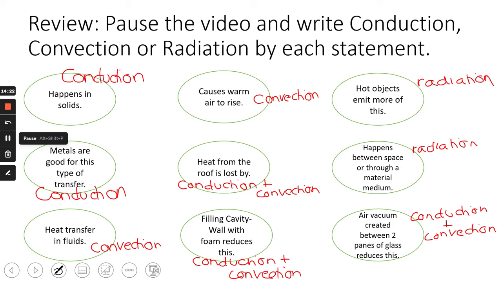Hot objects emit more of this. This would be radiation, and happens between a space or through a material medium would also be radiation. Air vacuum created between two panes of glass reduces this. So this is talking about double glazing insulation, and because it creates an air vacuum, it traps air, which is a bad conductor, stopping conduction, and because the air is trapped, it stops the circulating of air, so stopping convection.